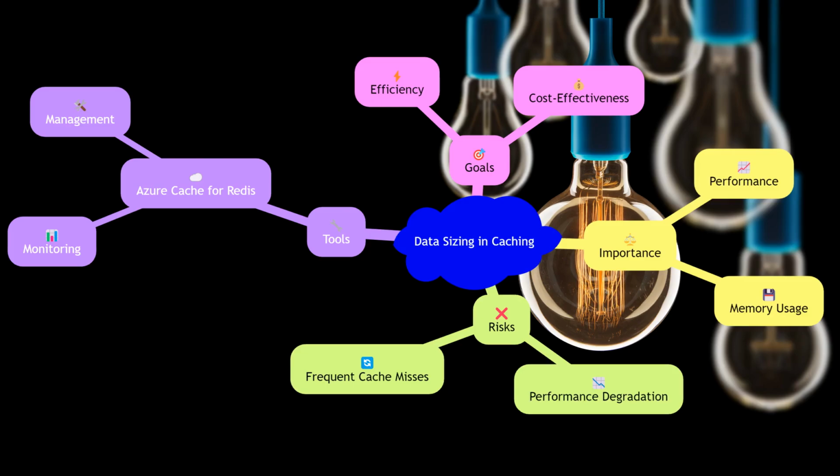Data sizing is a critical aspect of caching. It involves determining the appropriate size of the data to be cached. Storing too much data can lead to increased memory usage and potential performance degradation, while storing too little can result in frequent cache misses, negating the benefits of caching. In Azure, tools like Azure Cache for Redis provide mechanisms to monitor and manage the size of the cached data. Proper data sizing ensures that the cache remains efficient and cost-effective, balancing the trade-offs between memory usage and performance gains.